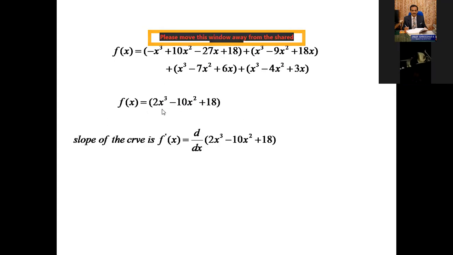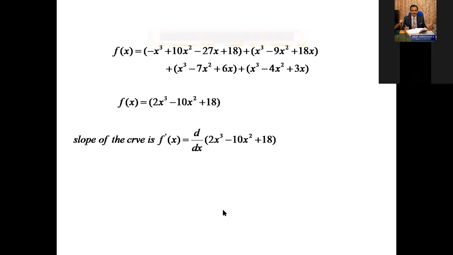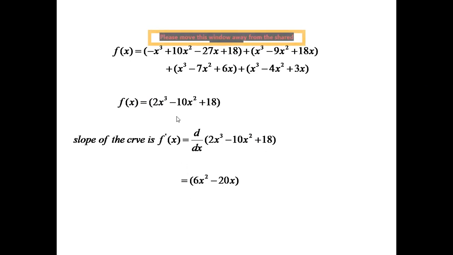What is the derivative of this one? Derivative of x cube is 3x square. So we get 3x square into 2, that is 6x square. And this derivative is minus 10 into 2, minus 20x. This derivative is 0. So this is the slope of the curve. But the question says find the slope of the curve at x equal to 2. So put x equal to 2, that gives the slope of the curve.